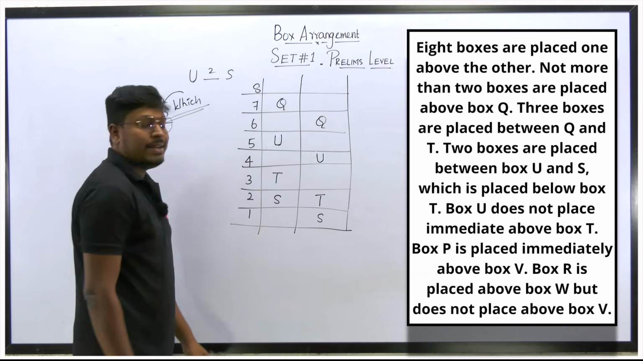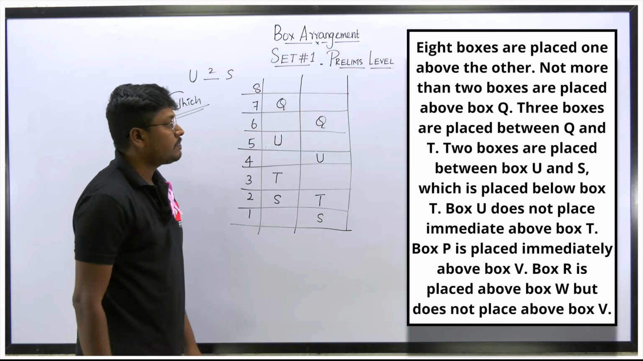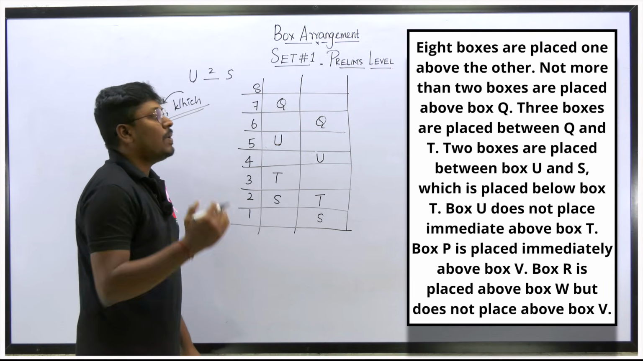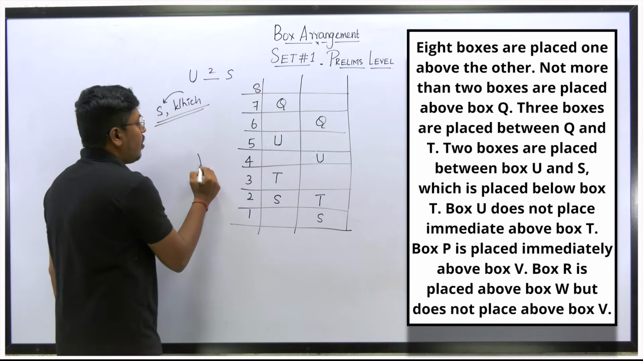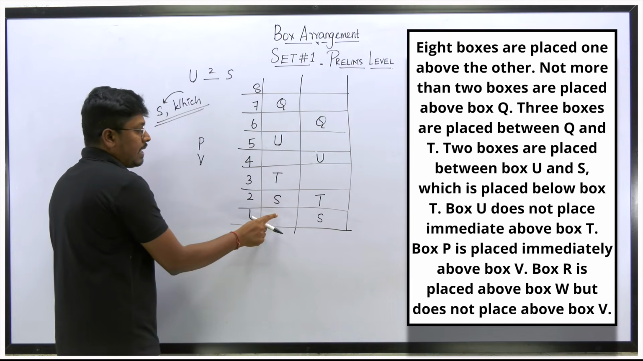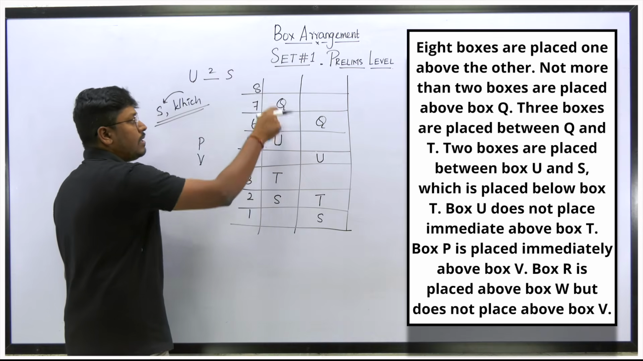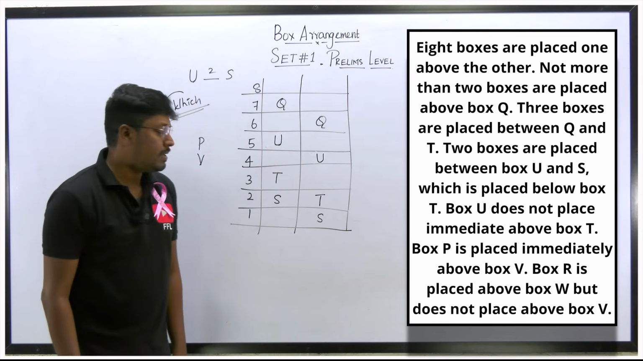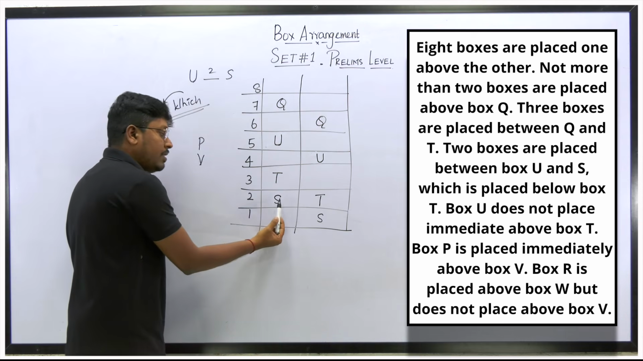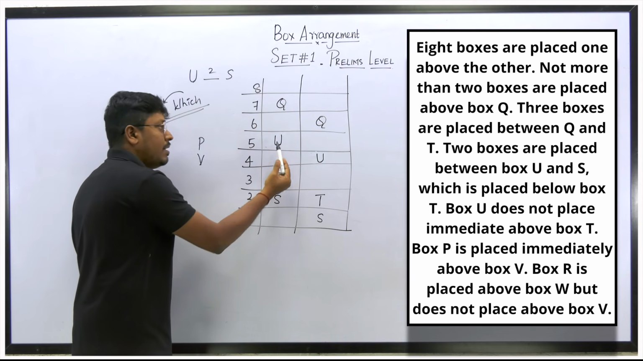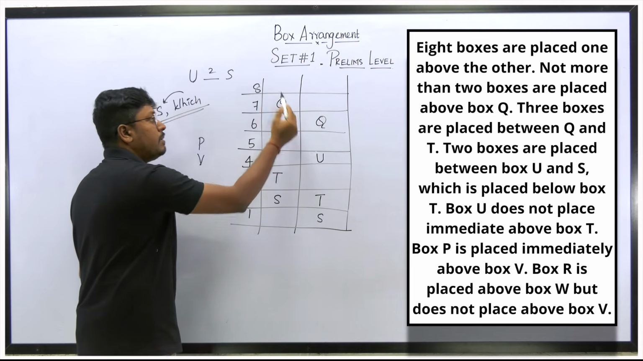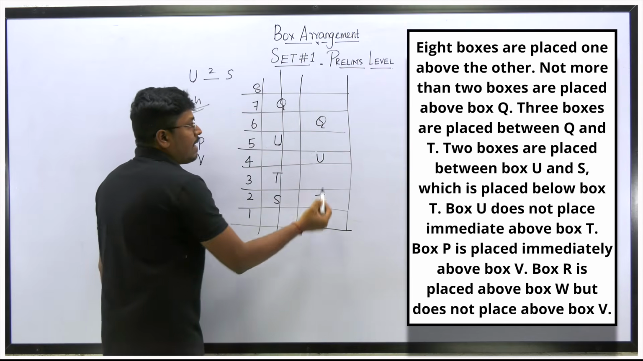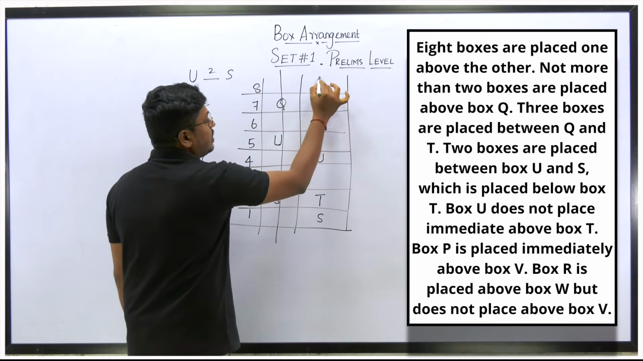Understood or not? Between U and S there is a gap of 2 boxes. Box P is placed immediately above box V, so immediately above box V will be box P. Where is that possible? I can't fix V here, here, or here. This complete diagram is wrong, because immediately above V, the box P should be placed. If I fix V here, this should be P, no chance. This possible diagram is wrong. So here we have only one chance: this should be V and this should be P.